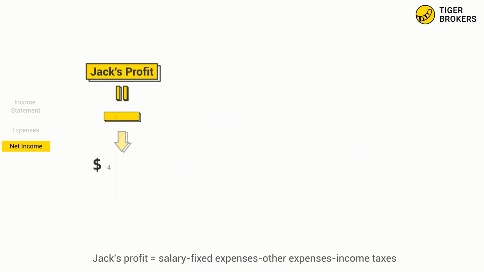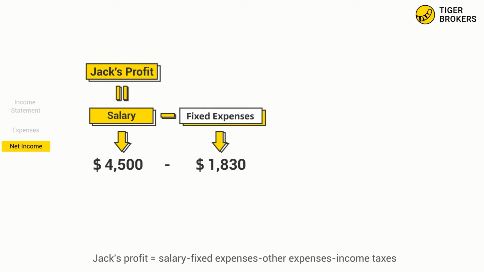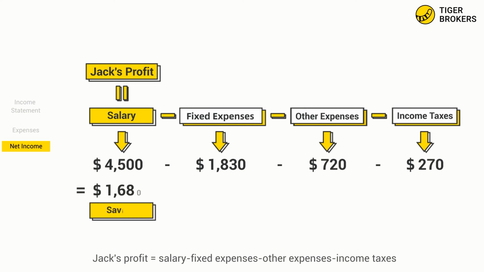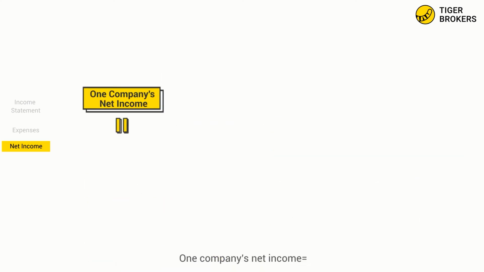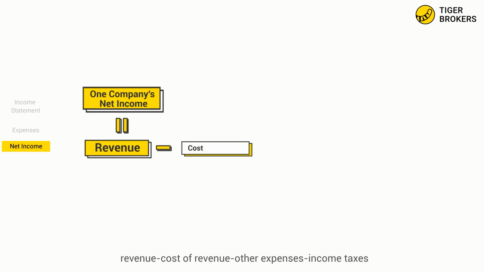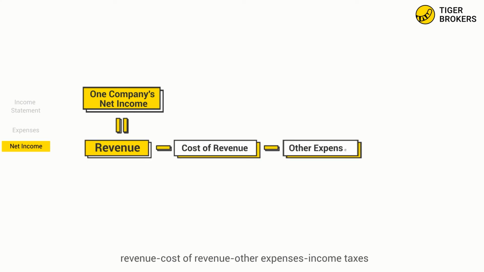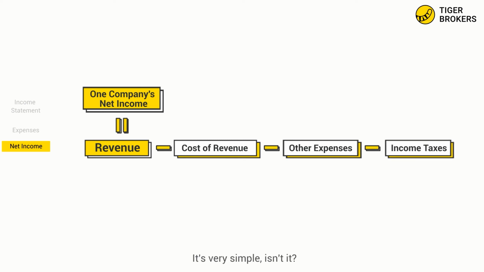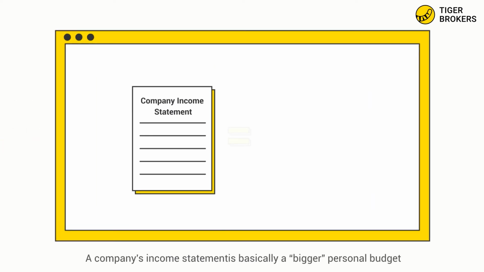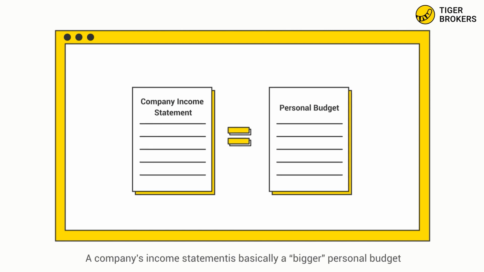Jack's profit equals salary minus fixed expenses minus other expenses minus income taxes. Therefore, we can get one company's net income equals revenue minus cost of revenue minus other expenses minus income taxes. It's very simple, isn't it? A company's income statement is basically a bigger personal budget.